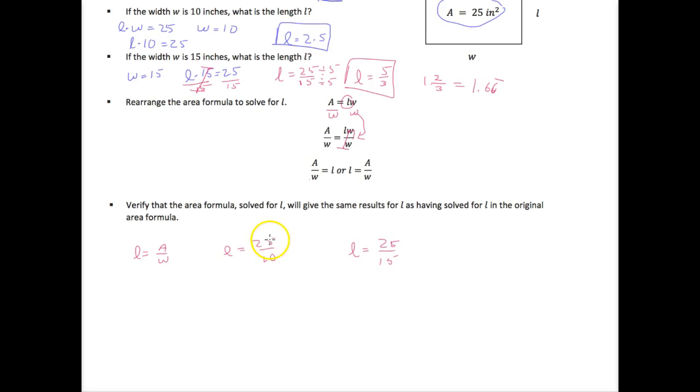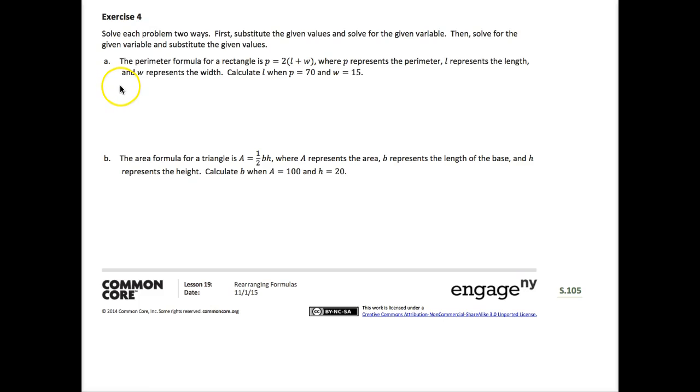And if you notice, already we're starting to see something we had before, L equals 2.5 and L equals 5 over 3. It really didn't matter if the problem was already solved for L or not. We got the same answer one way or the other. That should be reassuring. When you thought things were getting easy, here we go.